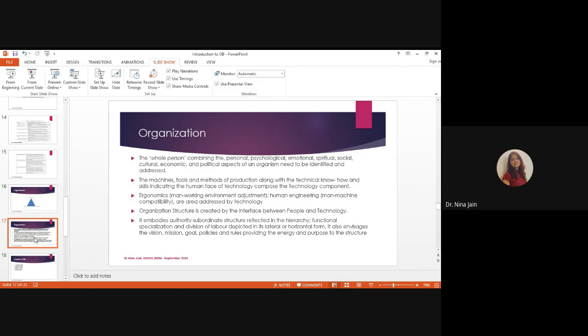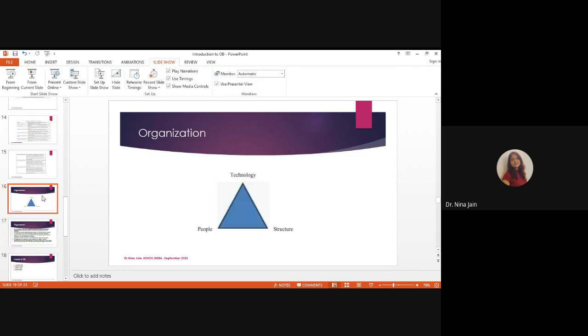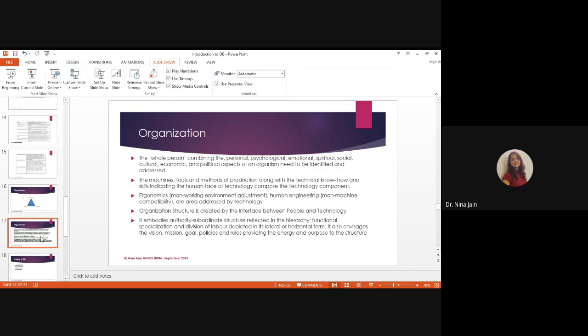Okay, what is organization structure? We are also talking about structure here. People, we know, means the whole person. Technology means the machine tools which are required. And the organization structure, what do you mean by that? It is created by the interface between people and technology. So organization structure is actually the authority or subordinate structure which you see in the organization, which we call hierarchy, and the functional specialization, the division of labor.